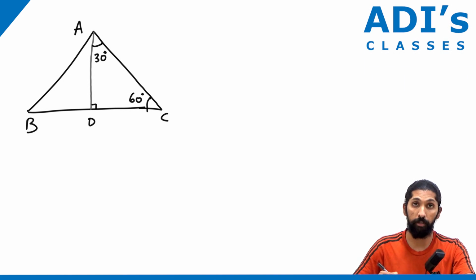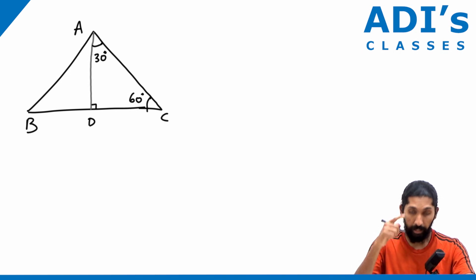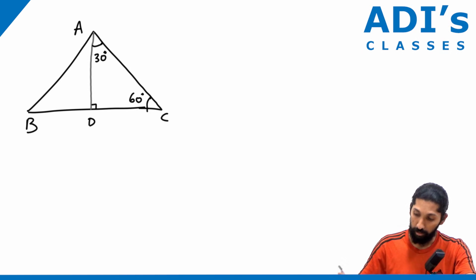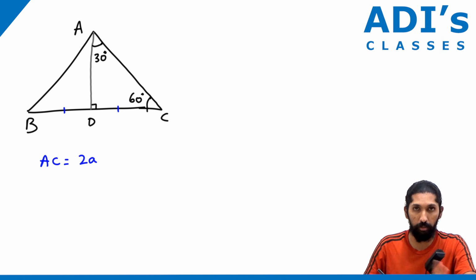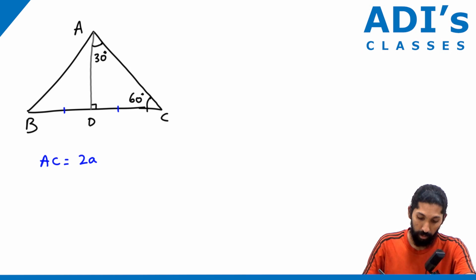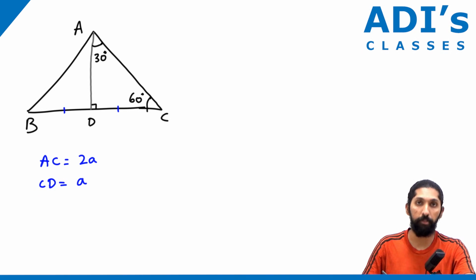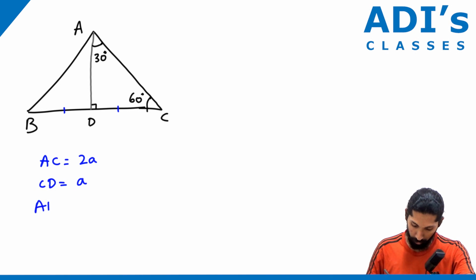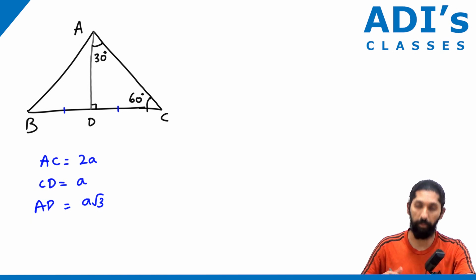And the property of an equilateral triangle, it divides the side into two equal halves. So when I say it divides, AD divides BC into two equal halves. That means what we know is that this side and this side is equal. Suppose say AC is equal to 2a. We're not taking it as a, so we don't want a by 2. Let's take AC as 2a. Then we are going to have CD as a. With the help of Pythagoras theorem, we can say AD is equal to a root 3. Alright, use Pythagoras theorem, get the value.